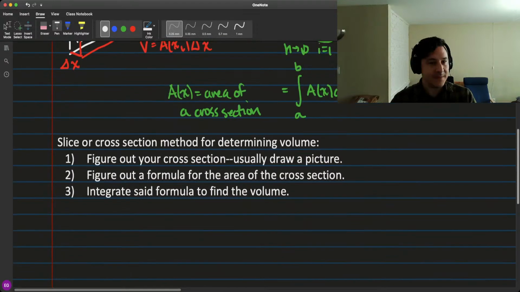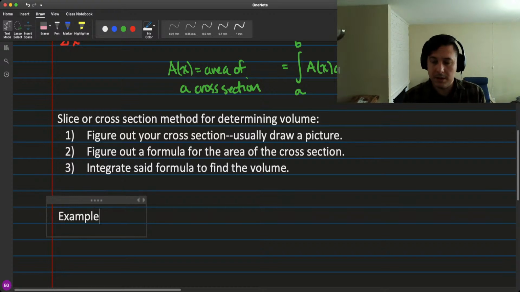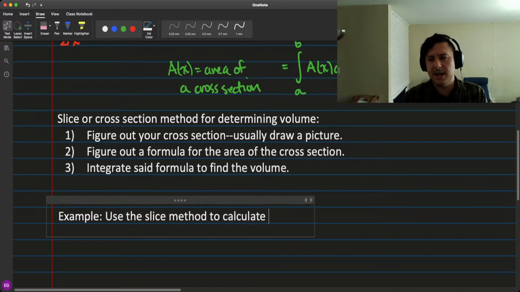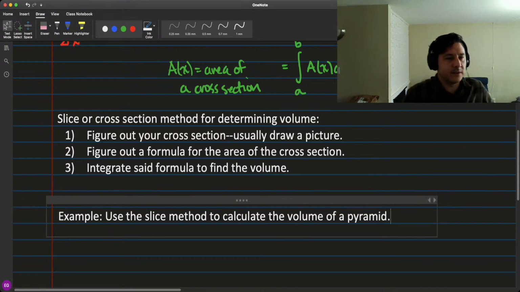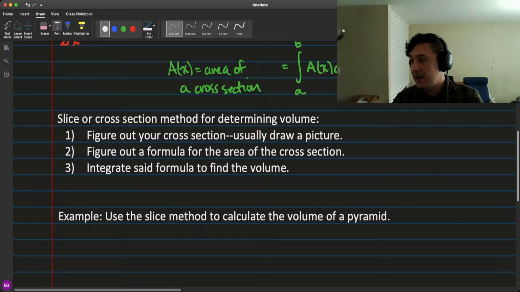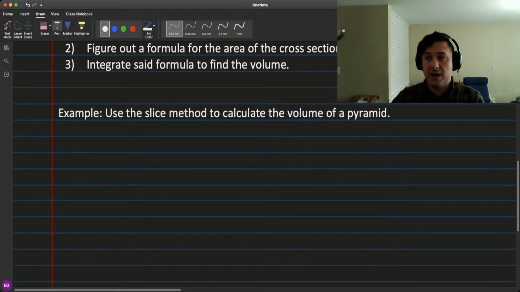Okay, so let's do this with an example. We're going to use the slice method to calculate the volume of a pyramid. Is that how you spell pyramid? I think so. Looks good enough. It's a weird word. Okay, and I'm going to try really hard to make sure that this drawing makes sense. Okay, here we go.